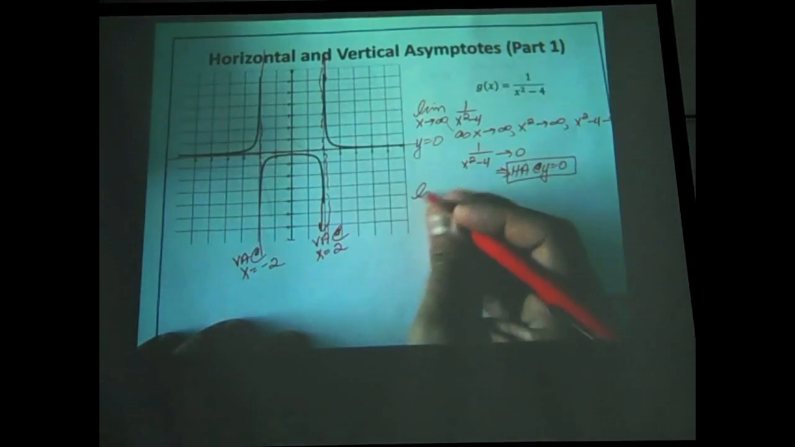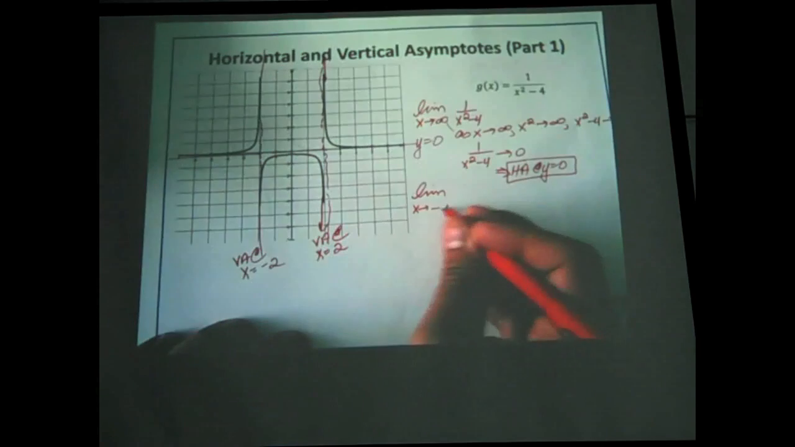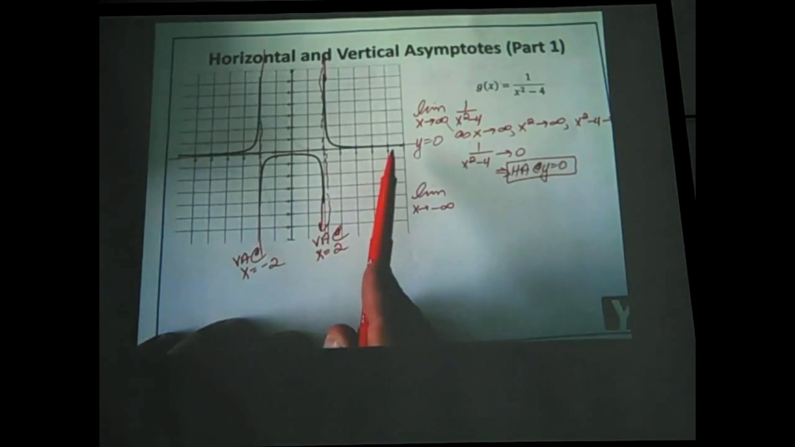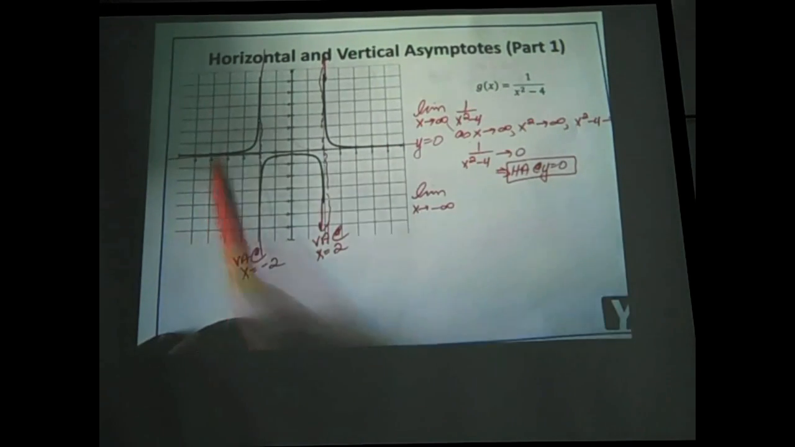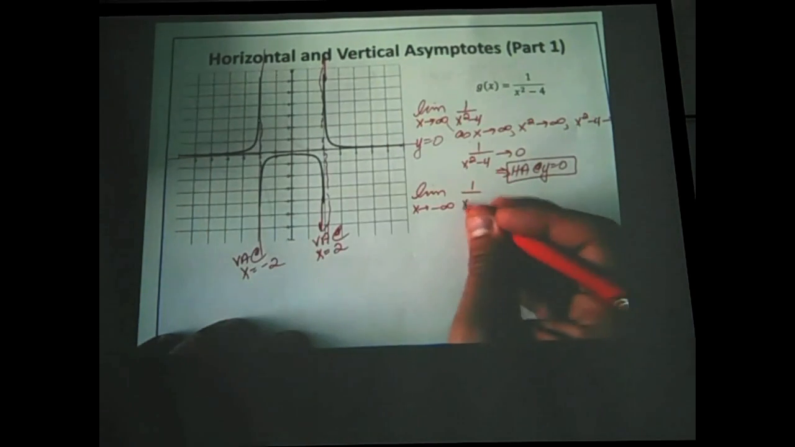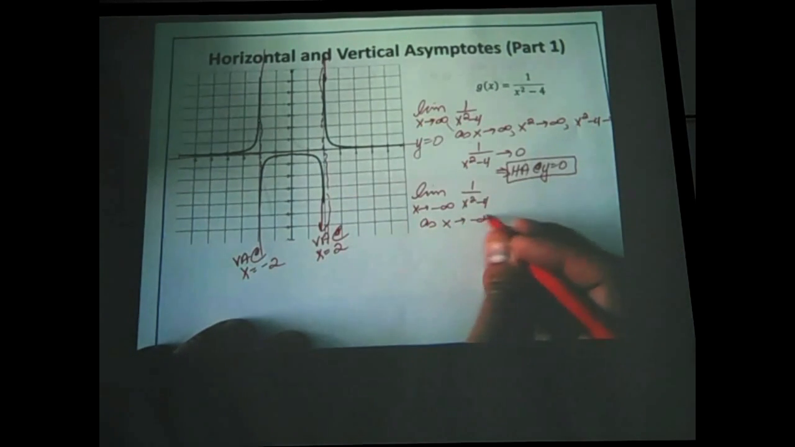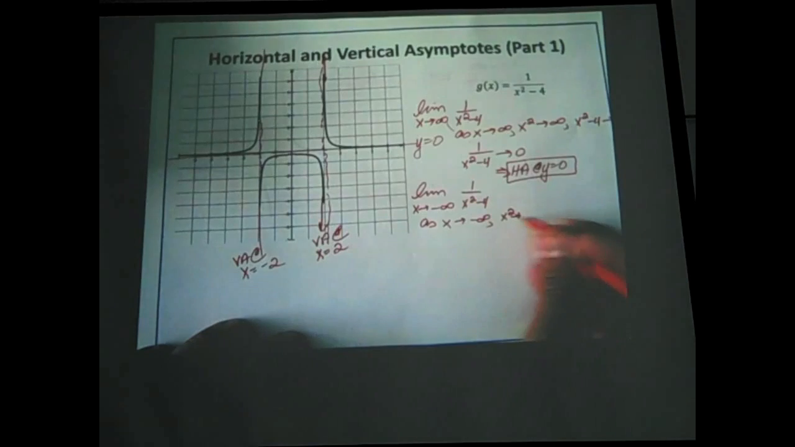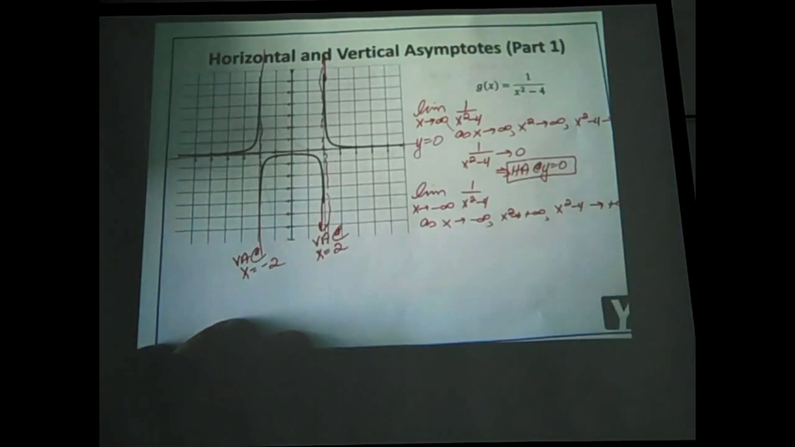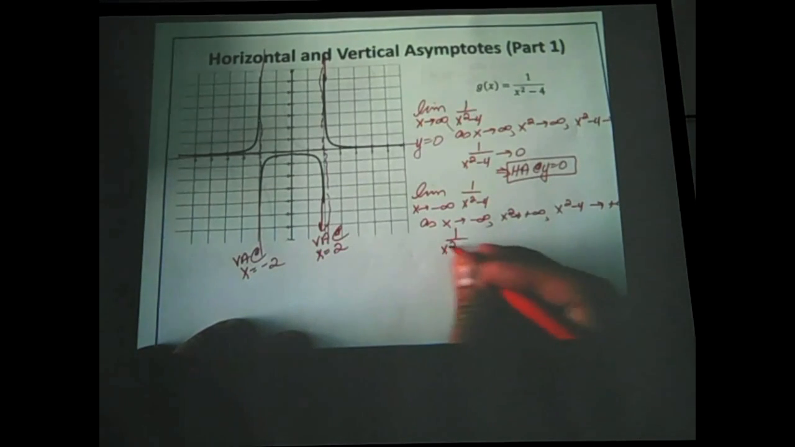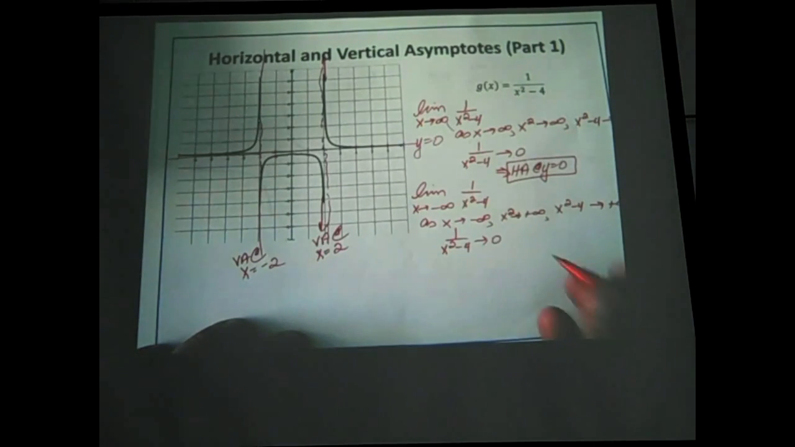What we also want to do, and I don't think I've emphasized this enough in class, is we pay attention to what happens on both ends of the graph. Over here on the right and over here on the left. So let's run through that quickly. As x approaches negative infinity, x squared is going to approach positive infinity. X squared minus 4 approaches positive infinity. And 1 over x squared minus 4 approaches 0. So, yeah, we already have that information. We have a horizontal asymptote at y equals 0.